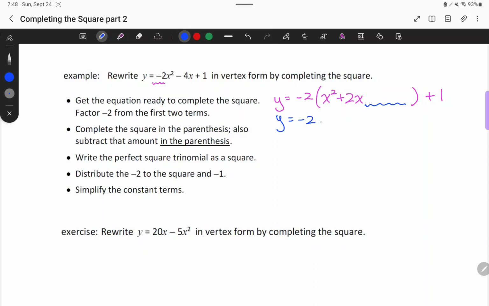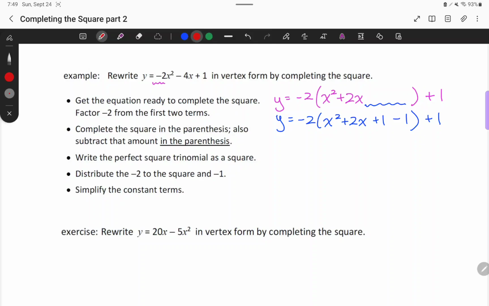Y equals negative 2, x squared plus 2x. 2 divided by 2 is 1, 1 squared is 1, so we'll go plus 1 minus 1. We need to add and subtract it so we aren't changing our overall value. Now in this case, conveniently, that plus 1 there could have just stayed there, but we'll follow the step where we pull it out like we normally do.